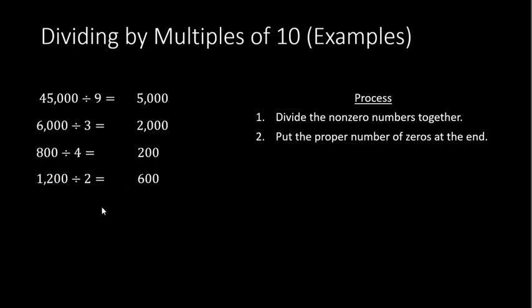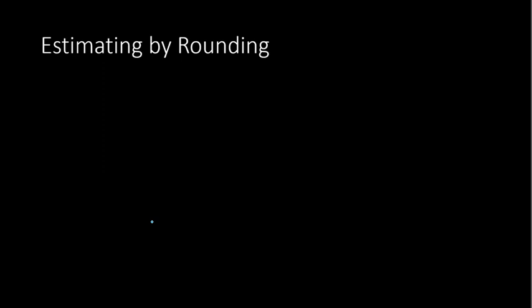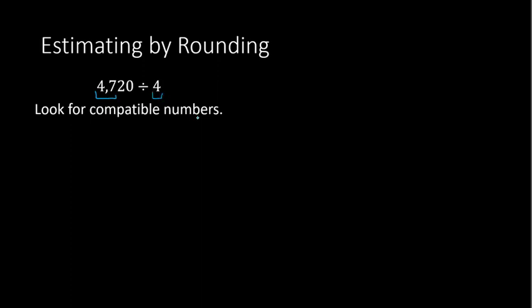So now that we've learned how to divide by multiples of 10, we're going to use this to learn how to estimate. So we're going to estimate by rounding. Our first example is 4,720 divided by 4. When you're doing this, you want to look for compatible numbers. What we mean by that is if you look here at the 47 and the 4.